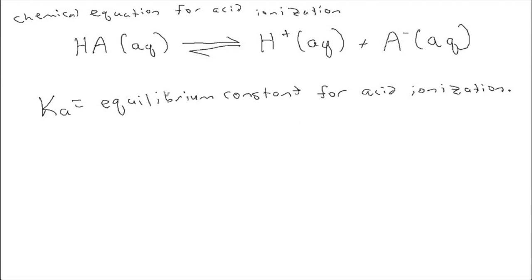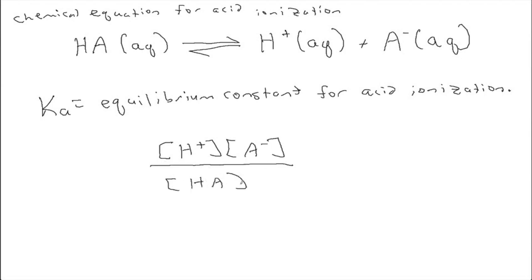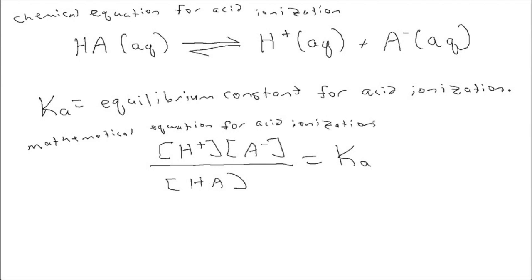So what would be the mathematical equation here for acid ionization? Now I think you might have forgotten maybe from chemistry how to deal with equilibrium constants, but what you learn in your chemistry course is that you write the products on the top, you write the starting materials on the bottom, and that's equal to the equilibrium constant. So this would be the mathematical equation for acid ionization. You have that down?